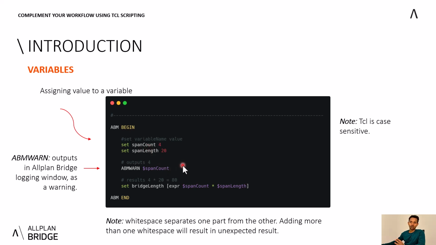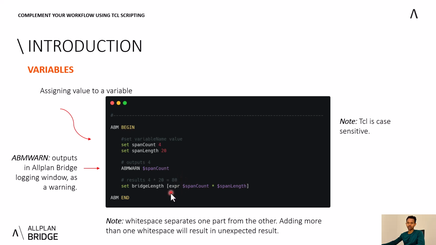So this is one way of setting variables. You can just say set variable name and a value and end of story. But of course, sometimes you want to have a variable which is a combination or somehow a manipulation of different variables. So for example, we have a bridge length, so we want to calculate the total bridge length. We say we have 4 counts of the span and a length of 20 for each span. And the total length of the whole bridge is going to be 4 times 20, which is 80.